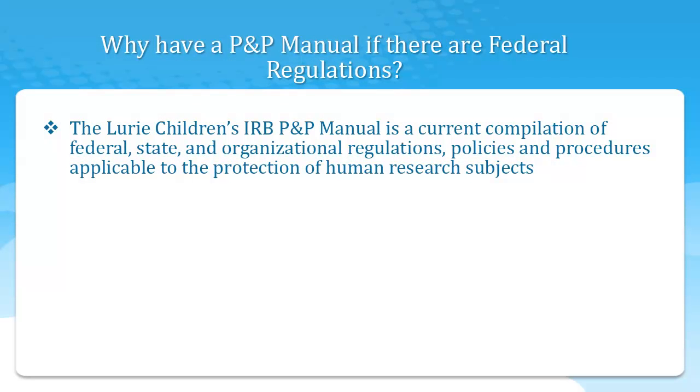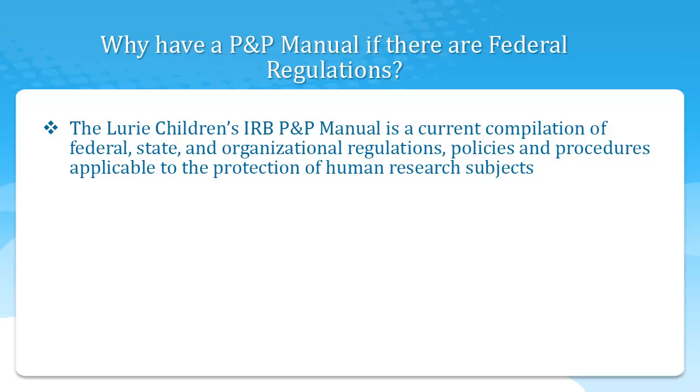You may be asking yourself why the IRB has a Policy and Procedure Manual if there are federal regulations and guidance documents available to regulate human subjects research in the United States. The Lurie Children's IRB Policy and Procedure Manual is meant to be a complete compilation of the federal, state, and organization policies that relate to human subjects research.